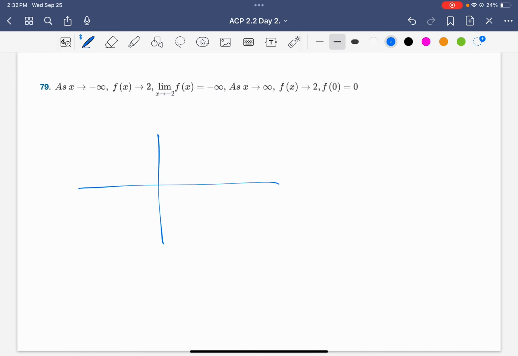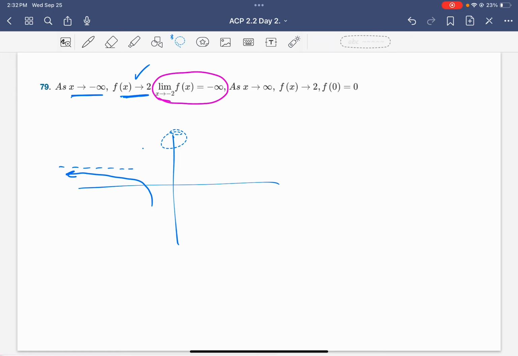So now let's make it a function that does these things. As we go out towards the left, the function wants to be 2. So as you go out towards the left, let's say maybe it comes up this way towards 2. So I've satisfied that condition. And then as you go towards -2, it should go towards -infinity. So I'm going to grab this and move it over. So let's say that this is -2. And so there is a vertical asymptote there.